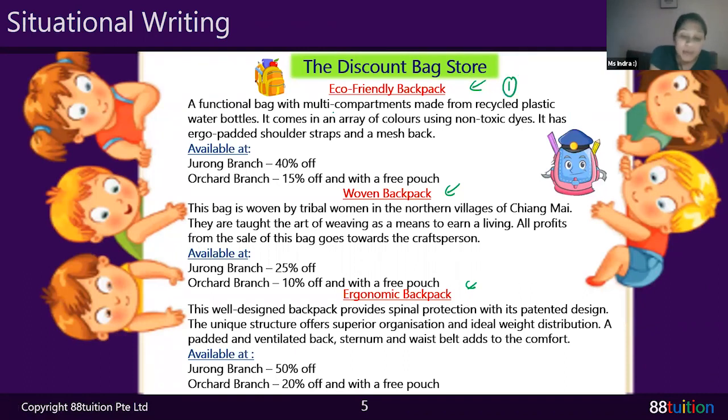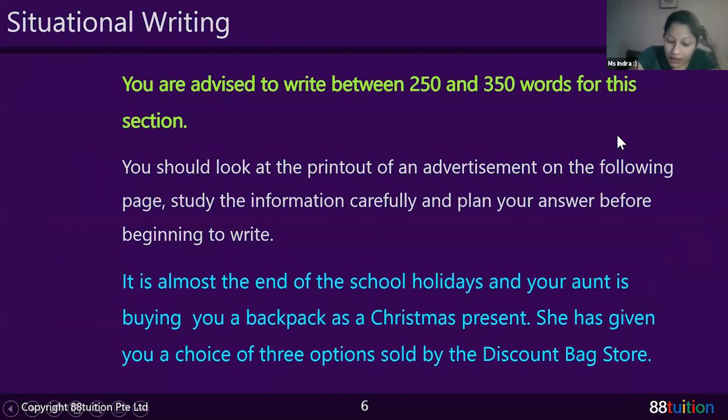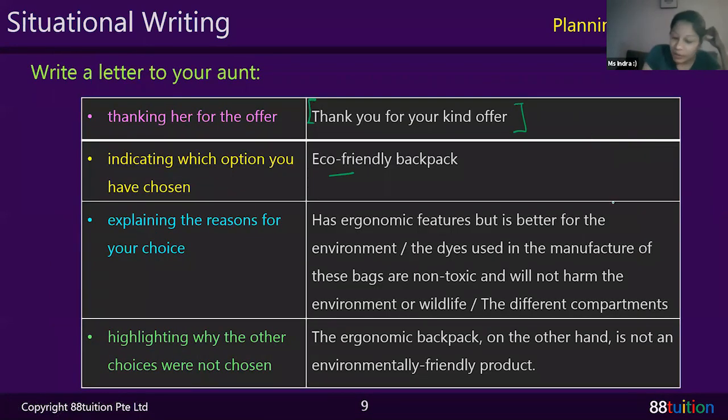a functional bag with multi-compartments made from recycled plastic water bottles. It comes in an array of colors using non-toxic dyes. It has ergo-padded shoulder straps and a mesh bag. So basically, these are the reasons why you have picked this particular bag. Now let's go through the reasons. Ergonomic features, but it's better for the environment. The dyes used in the manufacture of these bags are non-toxic, so this is something positive, and will not harm the environment or wildlife.